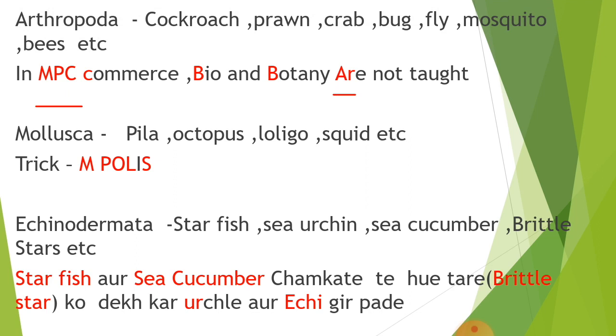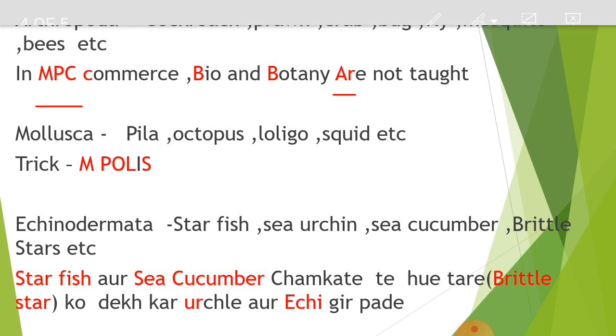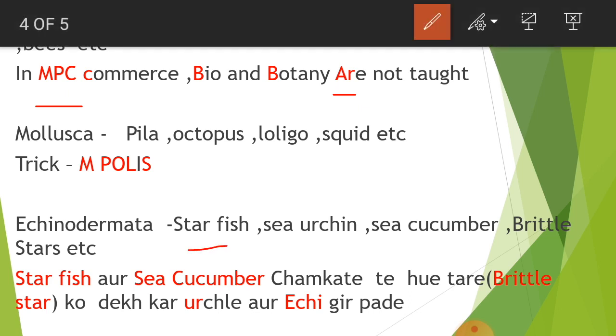Let's move on to the next one, Mollusca. The species that come under this are Pila, octopus, Loligo, squid, etc. The simple trick is "M polis," that is Mollusca. M for Mollusca, P for Pila, O for octopus, L for Loligo, and I you can just skip, followed by S for squid.